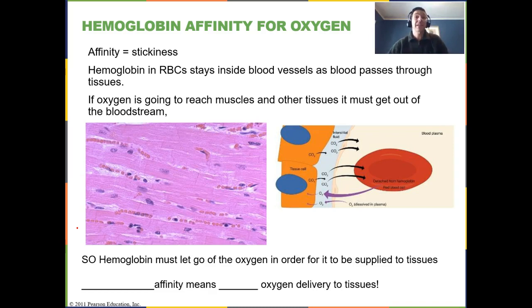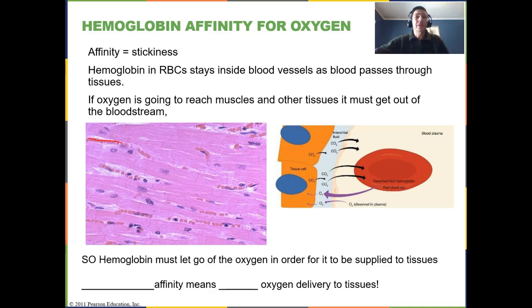Affinity means stickiness, as it says here. So how tightly is the hemoglobin holding on to oxygen? What you want to remember is that the hemoglobin is inside of your red blood cells, and your red blood cells stay in the blood vessels.